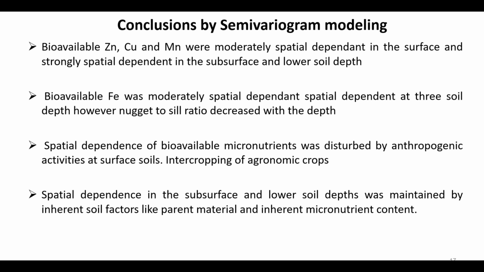Here are the conclusions which we drew from the semi-variogram modeling. Bioavailable zinc, copper, iron, and manganese were moderately spatial dependent in the surface and strongly spatial dependent in the subsurface and lower soil depth. Bioavailable iron was moderately spatial dependent at 3 soil depths. However, the nugget-to-sill ratio decreased with the depth. A lower nugget-to-sill ratio indicates stronger spatial dependence as compared to a higher nugget-to-sill ratio.